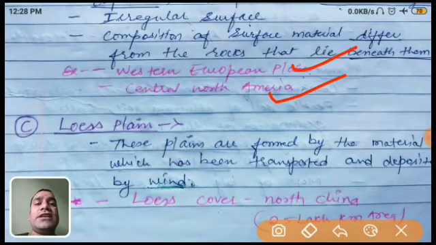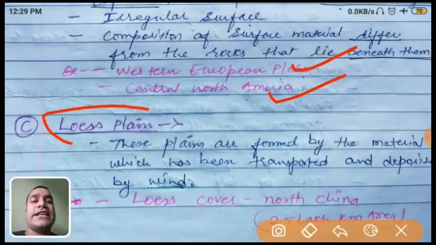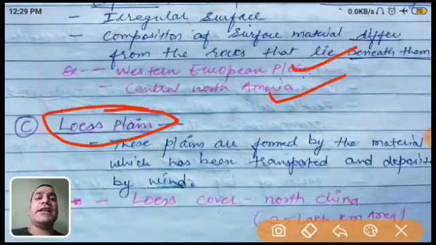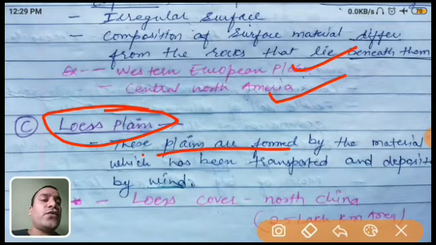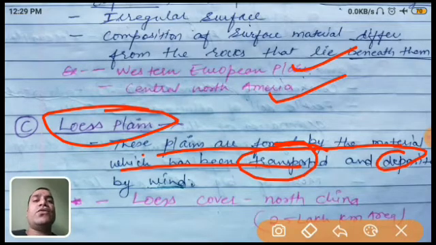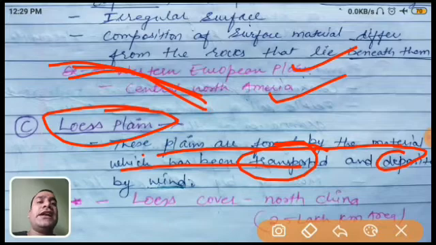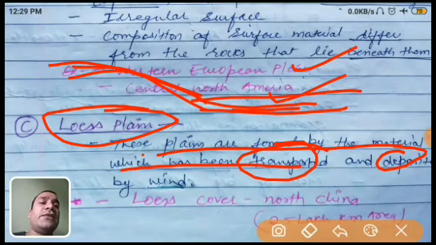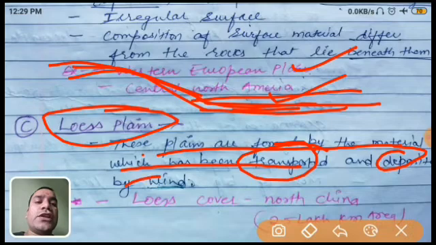Now, second last one, it is the loess plain. What is it? Loess plain. These plains are formed by the material which has been transported and deposited by wind. Earlier, we have seen that they all are formed by water, but these loess plains are formed by the deposition of wind. When the wind transports some material and it collects in some area, it will become a plain. This type of plain is called loess.